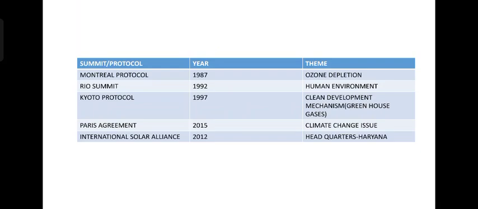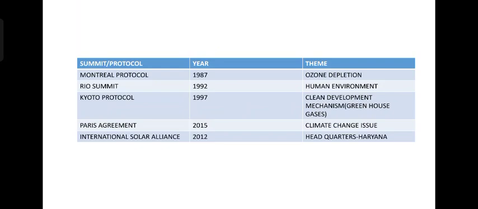this can be asked. Sometimes the purpose of this protocol can be asked, sometimes the year can be asked, sometimes the order of the formation can be asked, sometimes the name can be asked. So anything can be asked regarding these protocols. So the main protocols are the Montreal Protocol, which was established in 1987. Actually, this is a protocol which was established regarding ozone depletion. It is very important. That's why I am discussing.